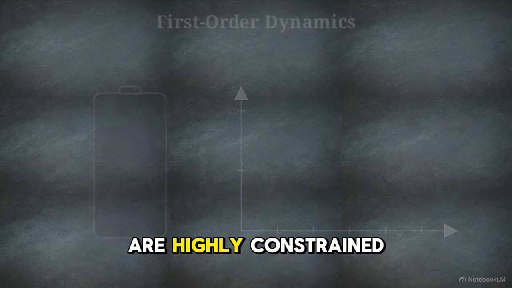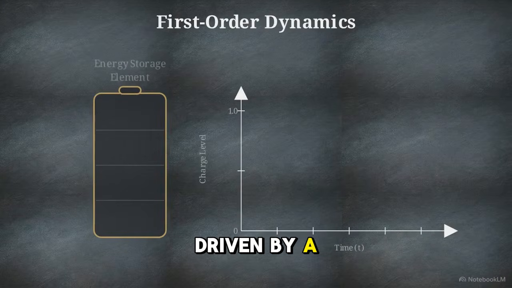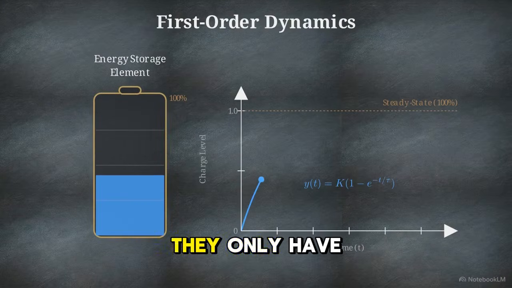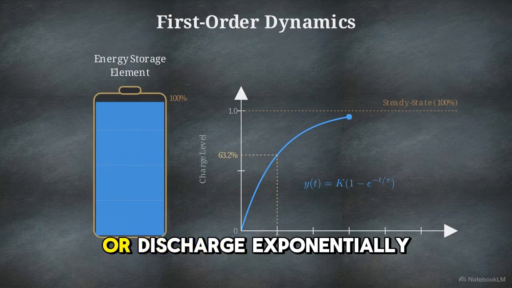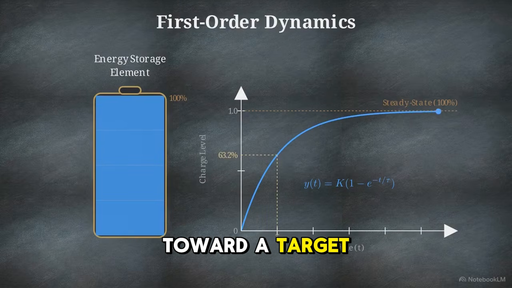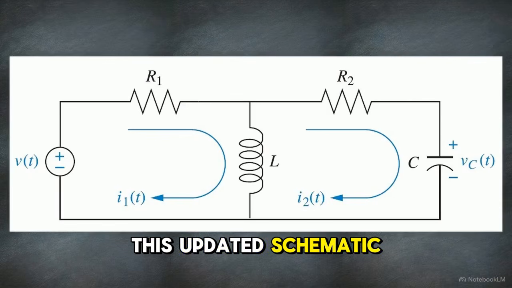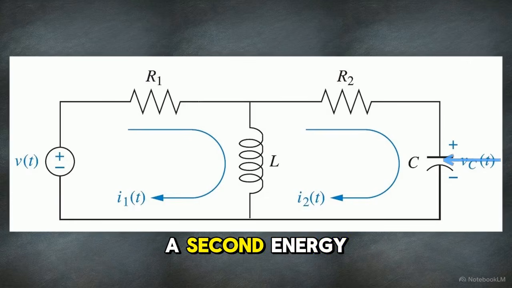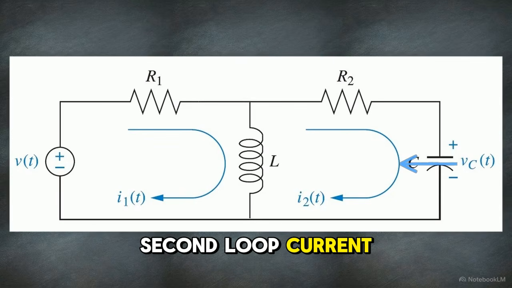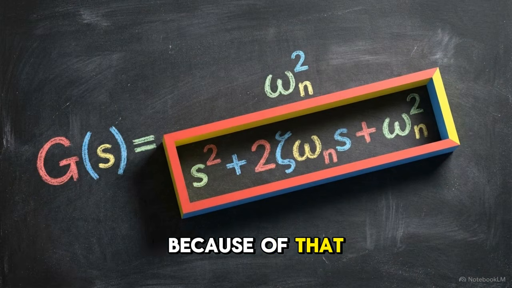First-order dynamics are highly constrained. Driven by a single energy storage element, they only have the capacity to charge or discharge exponentially toward a target. This updated schematic shows what happens when we introduce a second energy storage element, in this case, a capacitor. The circuit now requires a second loop current to resolve. Because of that second component, the system is now second-order.